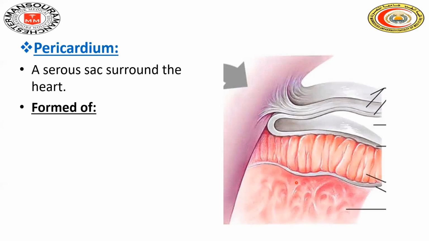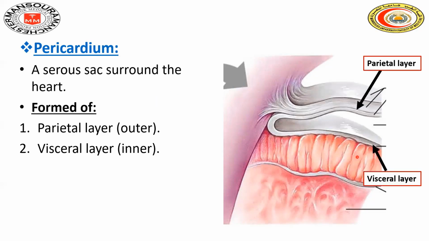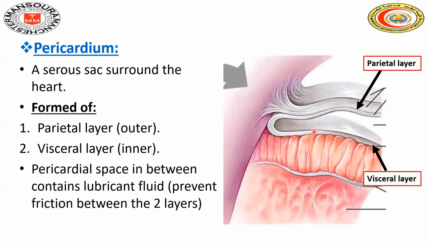Regarding its structure, pericardium is formed of two layers. The outer one is called the parietal layer, this one, and the inner one is the visceral layer, and this is the visceral one. And in between we have a cavity. This is called the pericardial sac, or pericardial space.